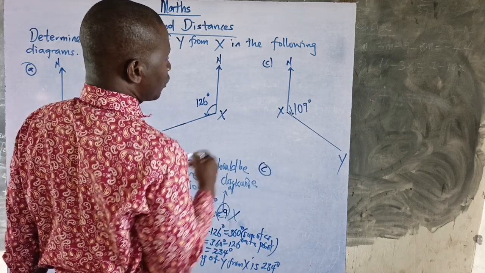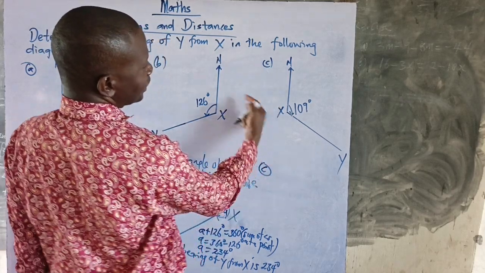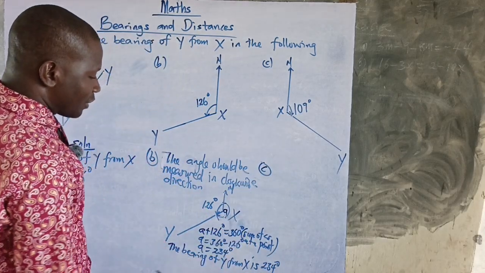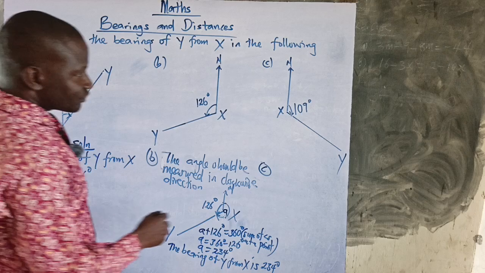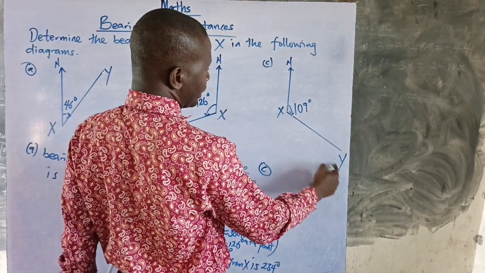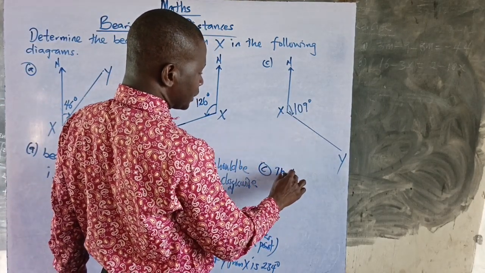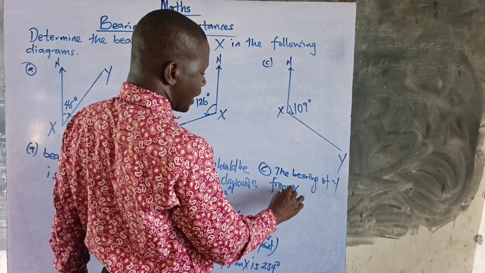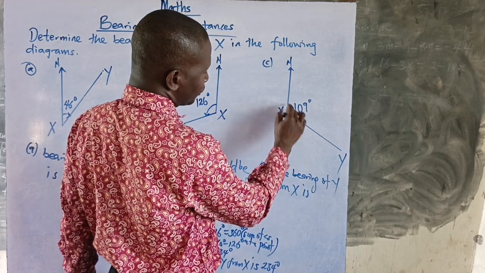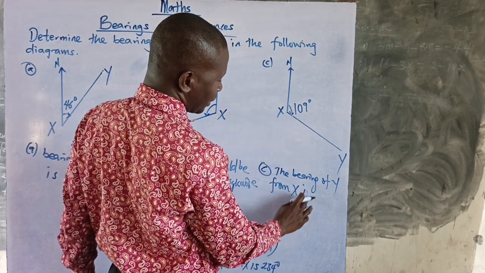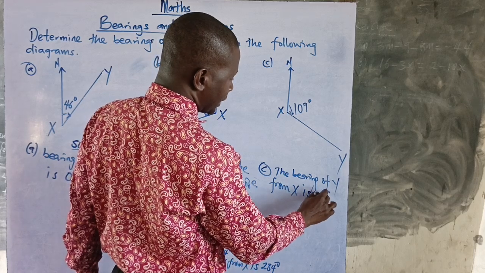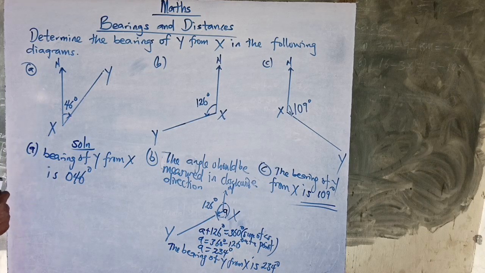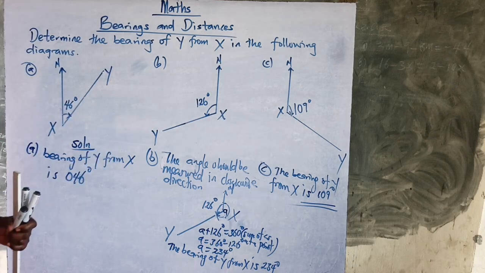Now, the last question but not the least: we want to determine the bearing of y from x, and the angle is already measured from the north. This is already three digits, so there is no need to add another digit to it as we did before. We measure the angle from the north to the line that connects x and y together. So the bearing of y from x, because the angle is already measured from the north of x to the line that connects x and y together, is 109 degrees. This is the answer to the question we were given. The question is one, but there are three questions there.